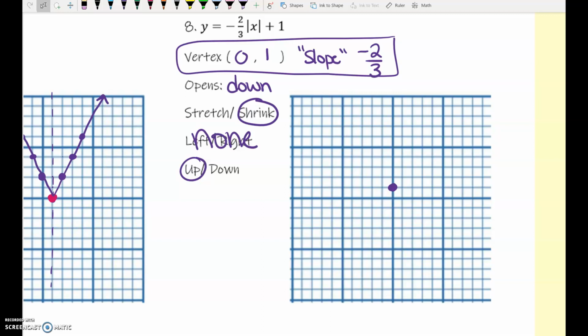It is a shrink because 2/3 is smaller than 1. We need to go down 2, right 3. And again, it can be helpful to make the vertex a different color. From the vertex down 2, left 3.